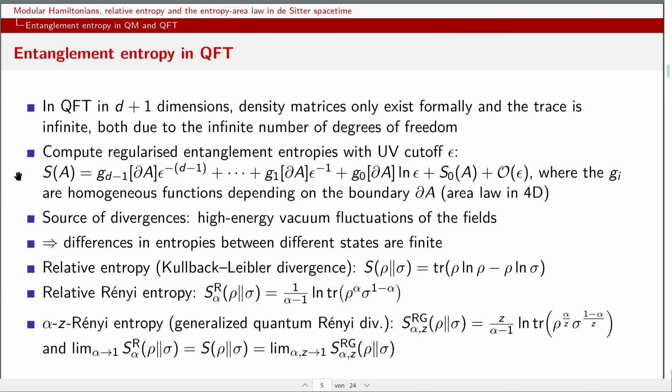And of course, if epsilon goes to 0, this diverges. The source of the divergences are high energy vacuum fluctuations of the fields, which do not exist in quantum mechanics. So that means that if one looks at differences in entropies between different states, these should be finite, because the vacuum fluctuations, I mean, they're universal.